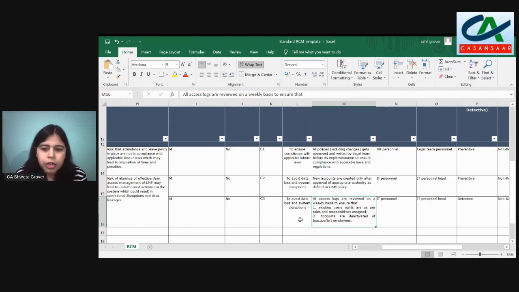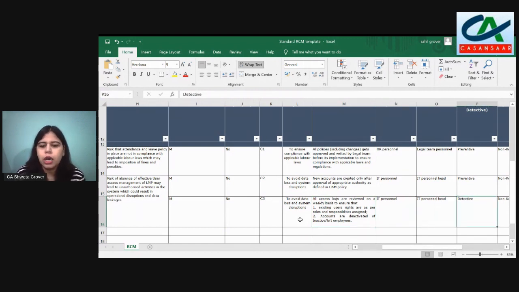All access logs are reviewed on a weekly basis to ensure that existing user rights are as per the roles and responsibilities assigned, and accounts are deactivated of inactive or left employees. This is very important. Creation of new accounts, removing of existing accounts, that is part of regular process, which is very good. But this kind of thing is a detective control, like when you are reviewing your access logs on a regular basis. So company is doing this, and that is why I mentioned this is detective.